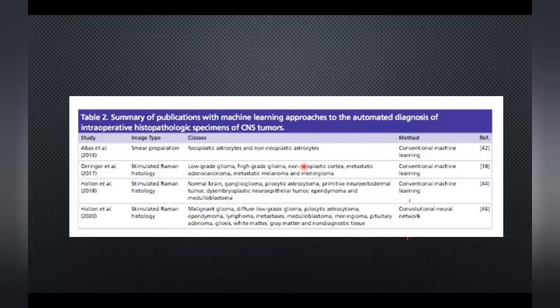But in 2020, at the time of COVID, this person, Holon, actually devised an algorithm which can differentiate every pathology in the brain. It can diagnose a malignant glioma, a low-grade pilocytic astrocytoma, lymphoma, ependymoma, metastasis, medulloblastoma, meningioma, pituitary, gray matter, non-diagnostic tissue. Everything can be diagnosed if you send a slide through this machine learning algorithm. This is a superb feat which has taken place, and it can be used.